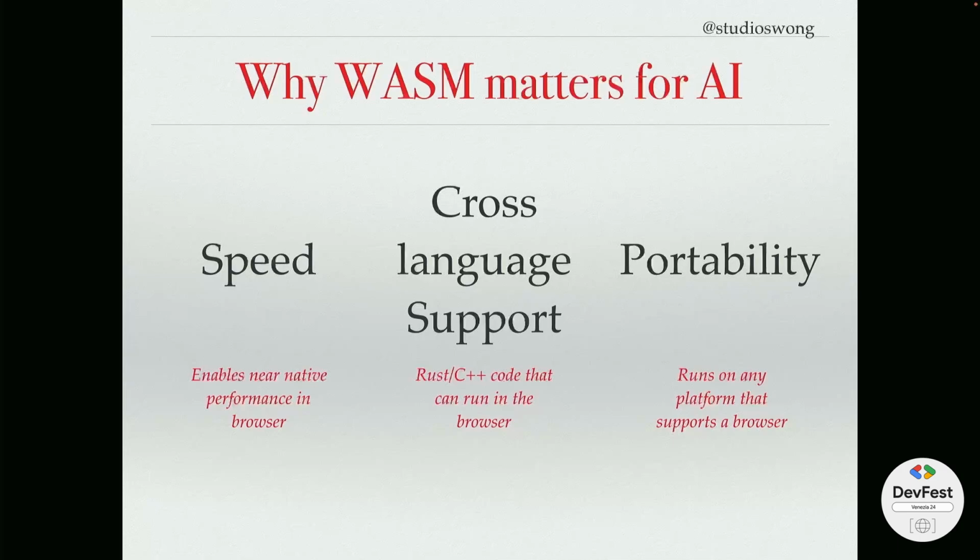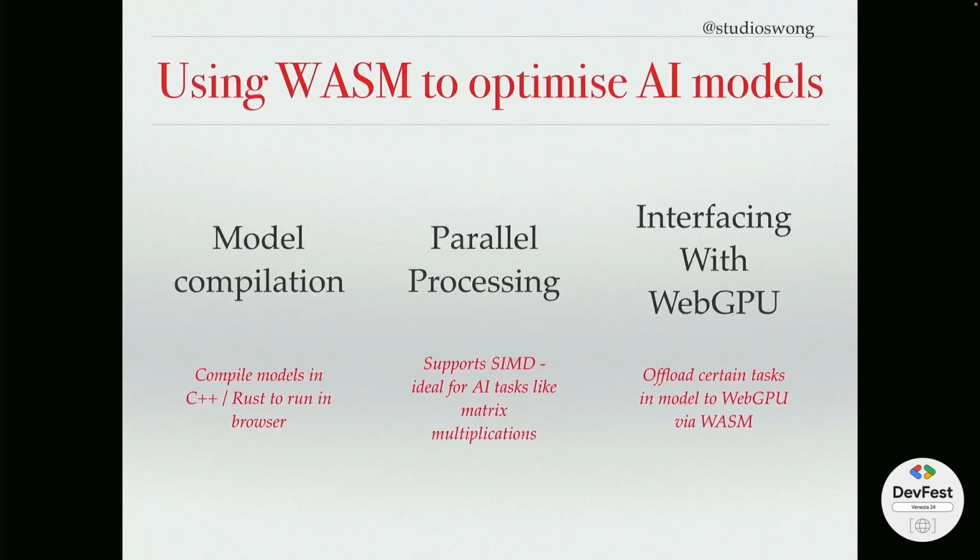That's it. You don't need to make sure that laptop has, of course you also need to assume that it has a CPU underlying it, but you can distribute it as long as they have a browser. So it's very easy to be portable across devices. So how are the ways that you can use Wasm to optimize all these AI models?